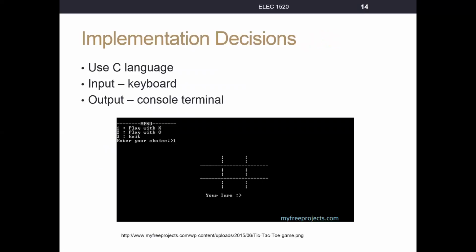Our implementation will be in the C language. So that's already been decided for us. We use the keyboard to input our information, and then our output will be shown in the console terminal window. So here's an example of what it might look like, right? We might pop up a menu here that gives the user a choice as to whether to play with X or O, and to fill in a game board.